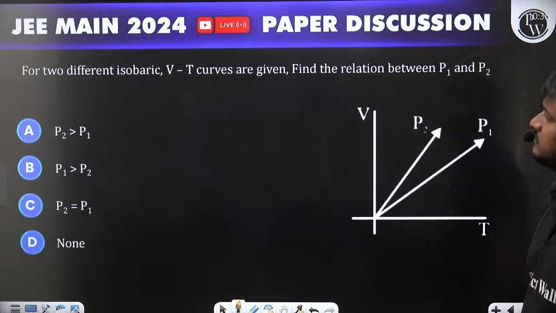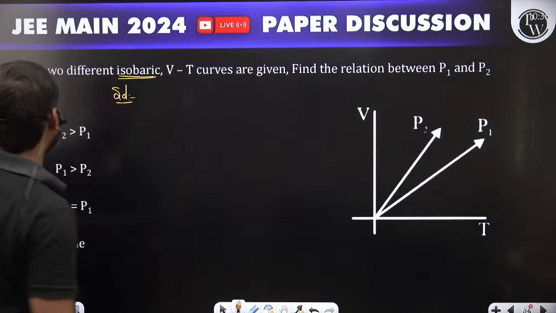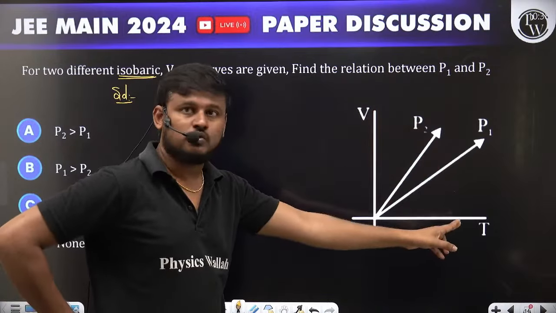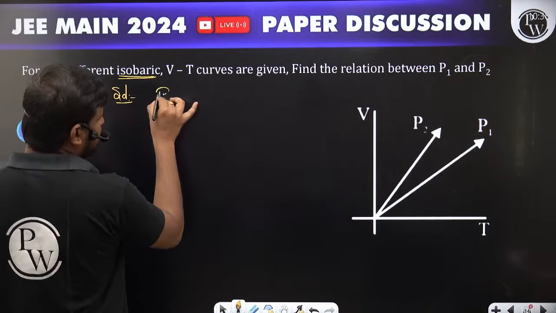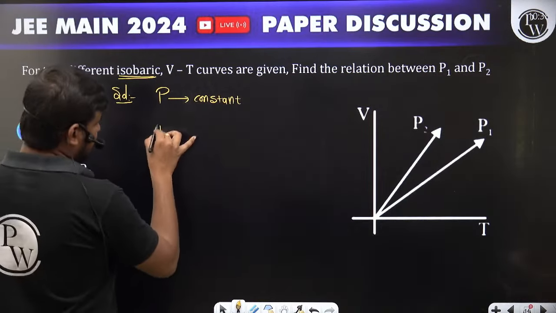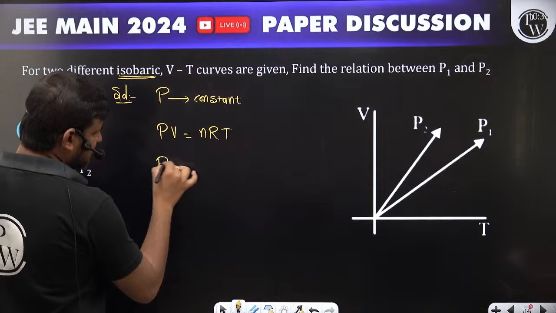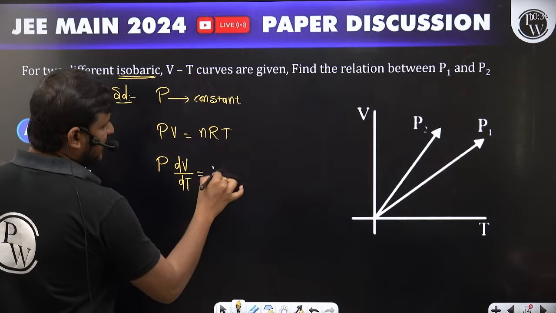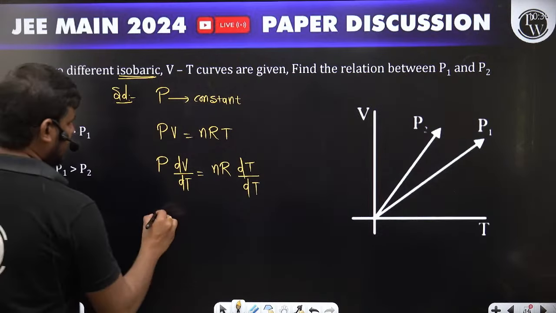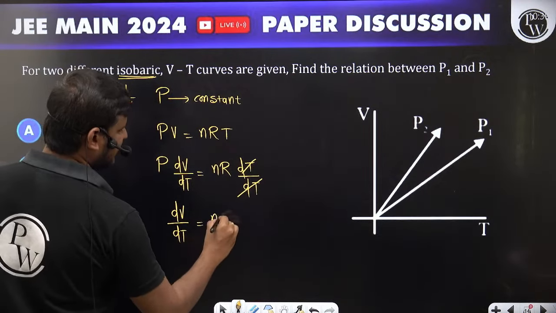Chalo. Next question. This is one more easy question. Here the process they said is isobaric. For two different isobaric processes, VT curves are given. Find the relationship between P1 and P2. The basic thing is that isobaric means the pressure is constant. If the pressure is constant, you know that PV equals nRT, right? If I differentiate it on either side, P is constant, so I get dV by dt, and nR is constant, so I get dT by dt. So dV by dt, with dT by dt being 1, equals nR by P.